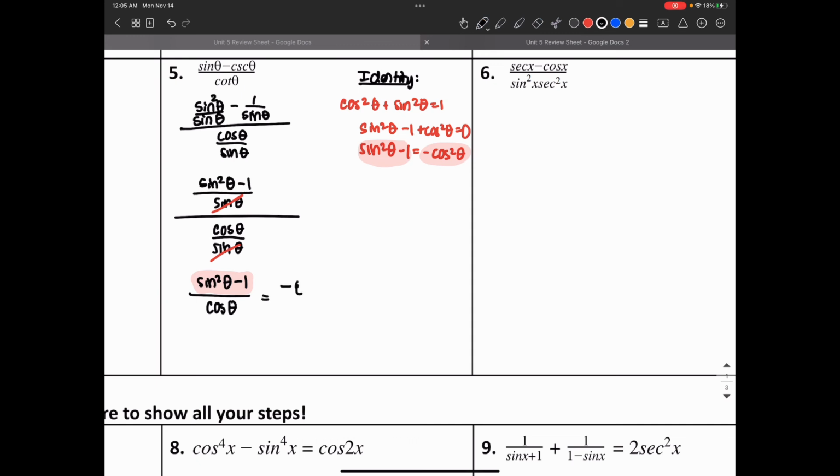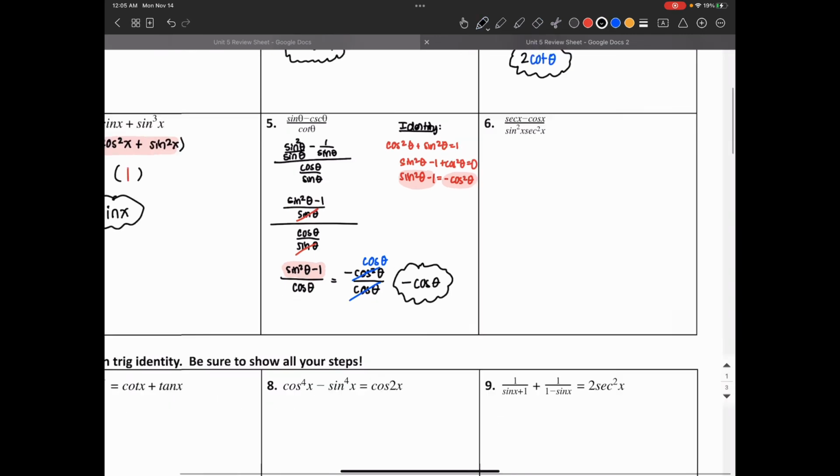So this is going to be negative cosine squared of theta all over cosine of theta. And then I can see that something's going to cancel, so I have a cosine in the top and the bottom that cancels, and I'll be left with just negative cosine of theta. And that'll be my final answer.